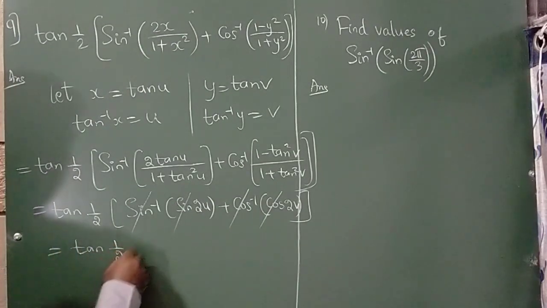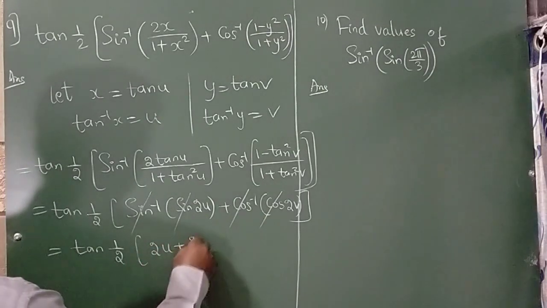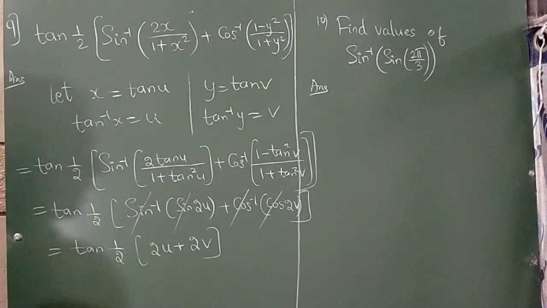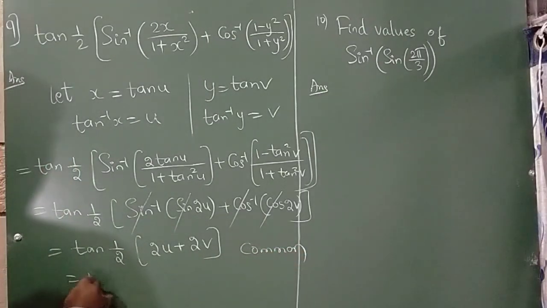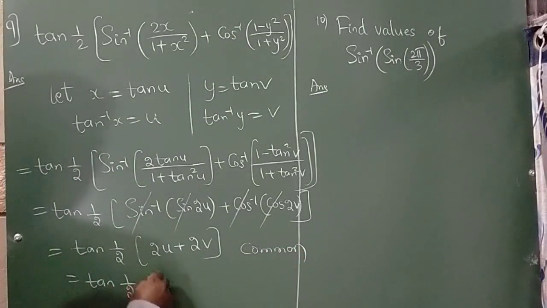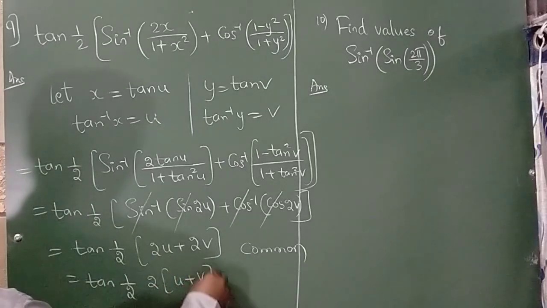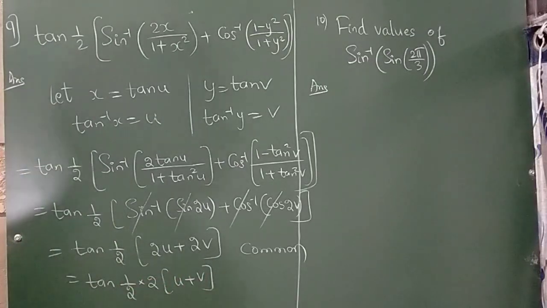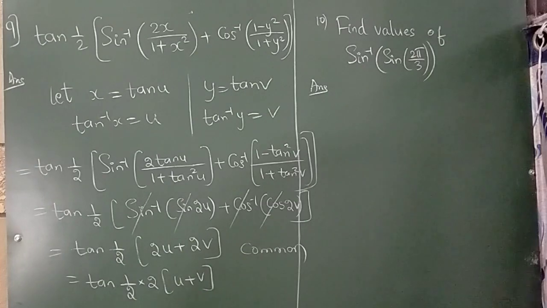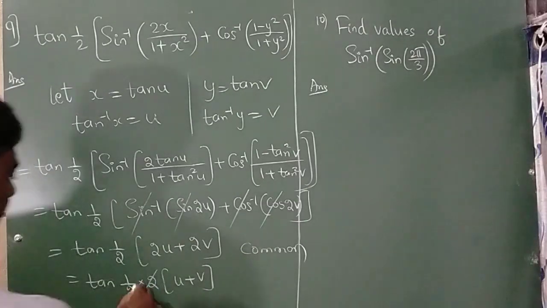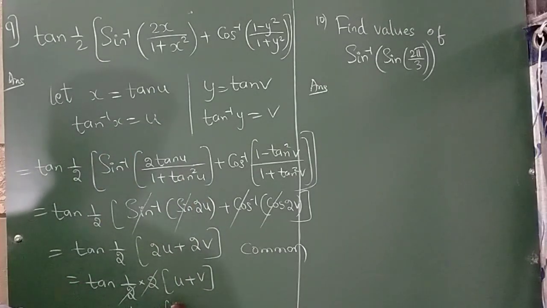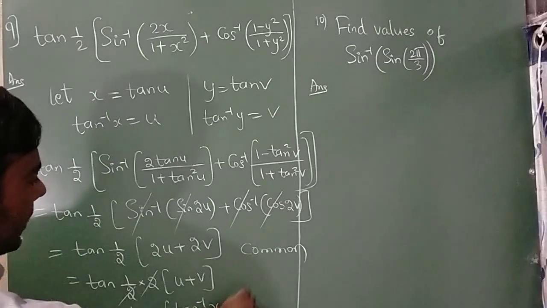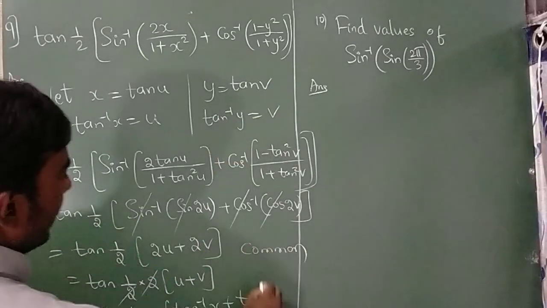So what is remaining here now? 2u plus 2v. Now take common. Now what will be the common? 2 is common. Okay. Now 2 and 2 get cancelled. Now what is u here? Tan inverse of x. Now what is v? Tan inverse of y.